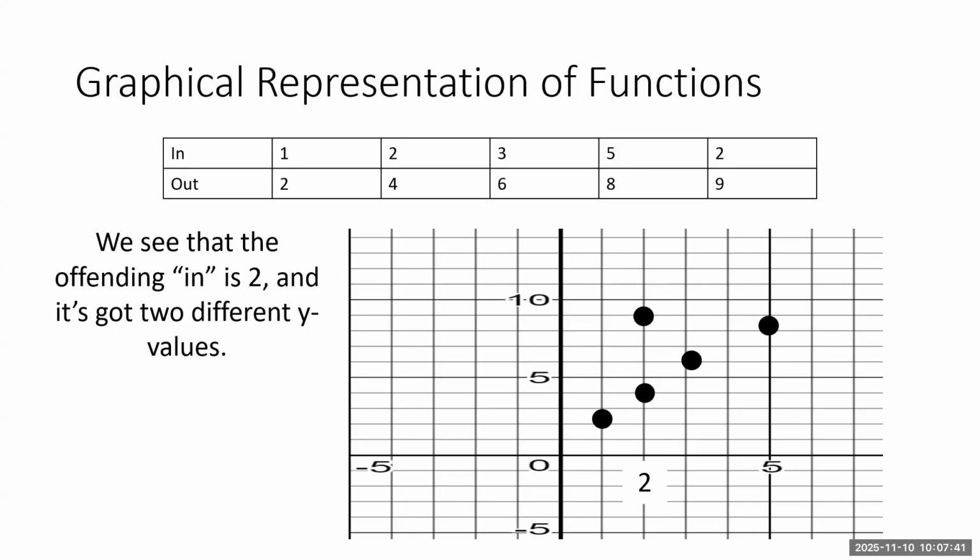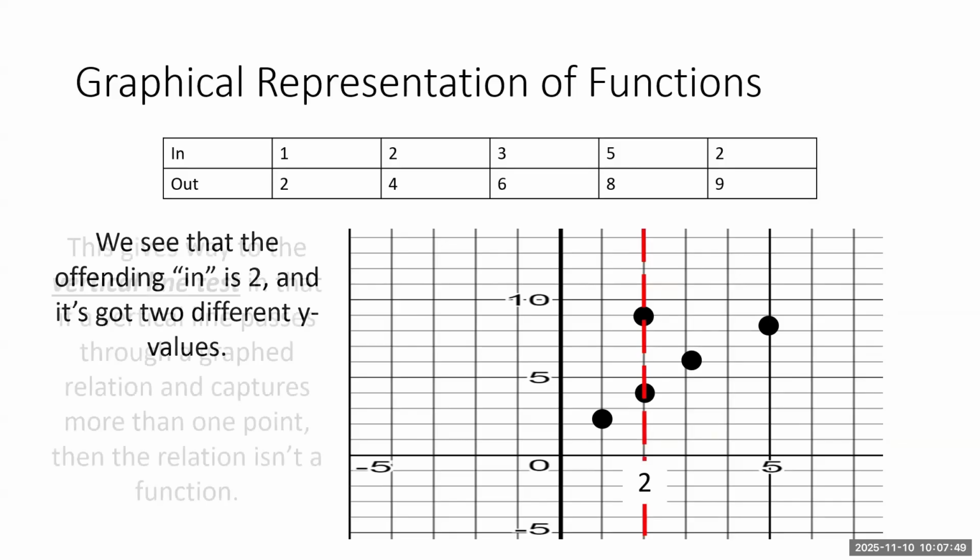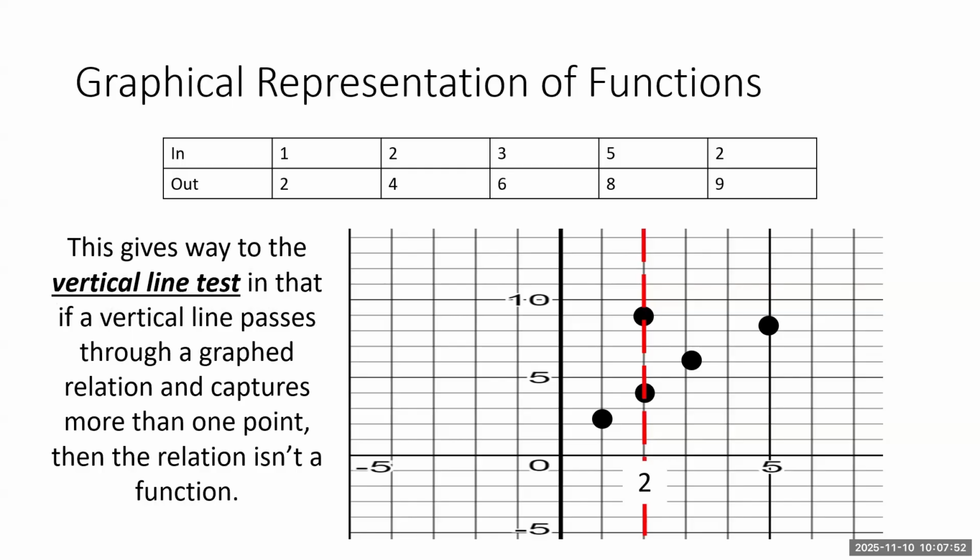I make 2 clear on the grid, on the x-axis. If we draw a vertical line through x equals 2, we see that we touch two different coordinate points, in particular (2, 4) and (2, 9). This gives way to the vertical line test, in that if a vertical line passes through a graphed relation and captures more than one point, then the relation isn't a function.